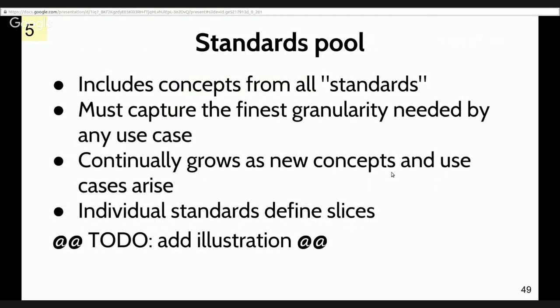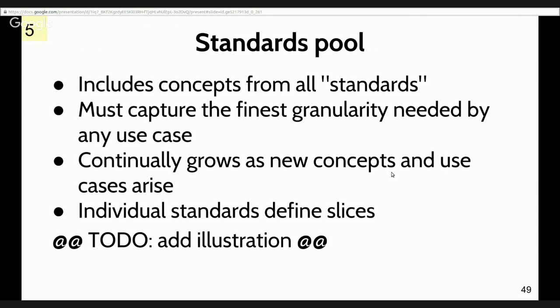So in the end, what this would end up with is essentially an entire set of standards that are interlinked using RDF. You might think of it as a standards pool. It would include concepts from all available standards, whether they are actual official standards or just proprietary formats. You would have to have concepts defined in there that capture the finest granularity needed by any of the use cases in healthcare. That's a lot of different use cases. And it also has to continually grow as new concepts come into existence and new use cases arise.